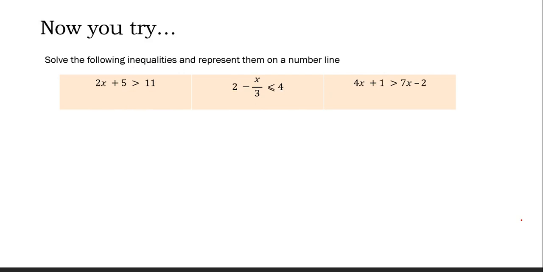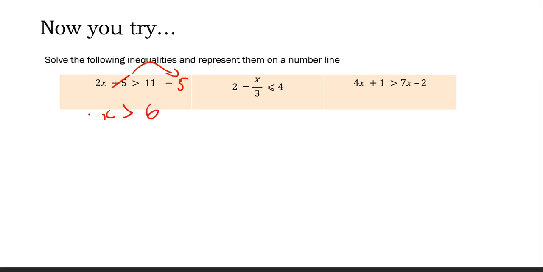Now I want you guys to try these examples. So you can pause the video and do these questions. Otherwise, I'll do the solutions now. All right, so same principle, yeah? Let's isolate that x. This is a plus 5. Bring it over here. Becomes minus 5. You're left with 2x is greater than 11 minus 5 is 6.